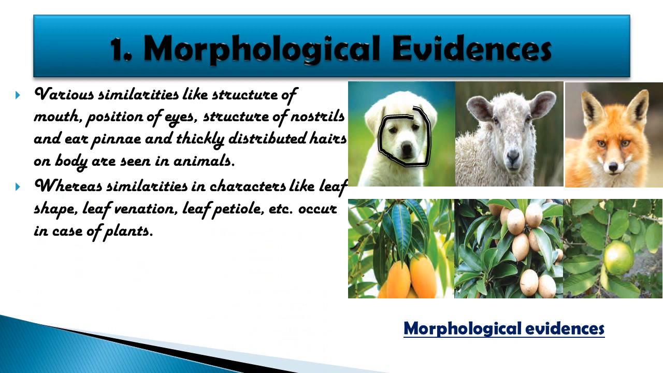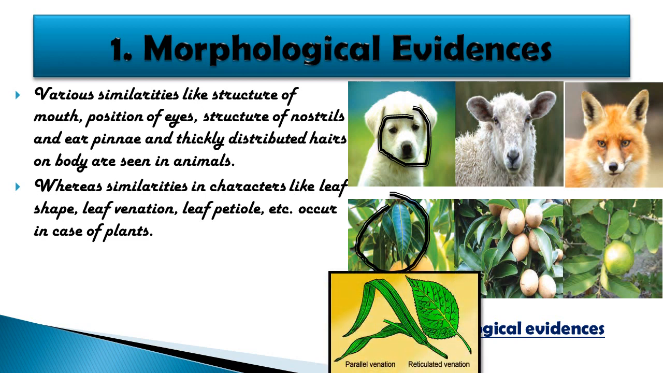Now leaf venation, what is meant by leaf venation? So leaf venation is an arrangement of veins. Okay, you can observe here the two types of leaf venation, parallel venation and reticulate venation. That means arrangement of veins on a leaf. Okay, so in parallel venation you can observe that veins are arranged parallel to each other. And in reticulate venation, the veins are arranged in branches along the midrib. Okay, and leaf petiole is a part which joins the stem. It is a stalk which joins the stem to the leaf, and occurs in the case of plants.